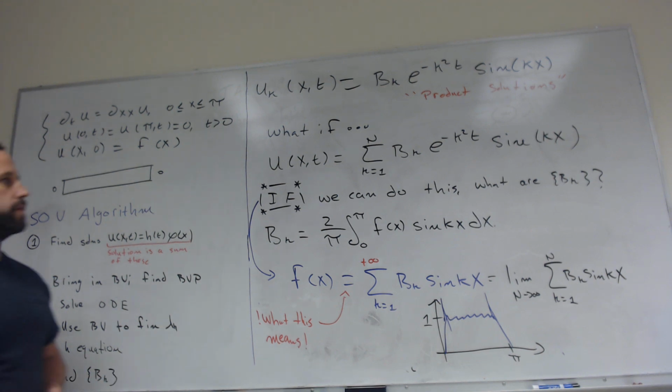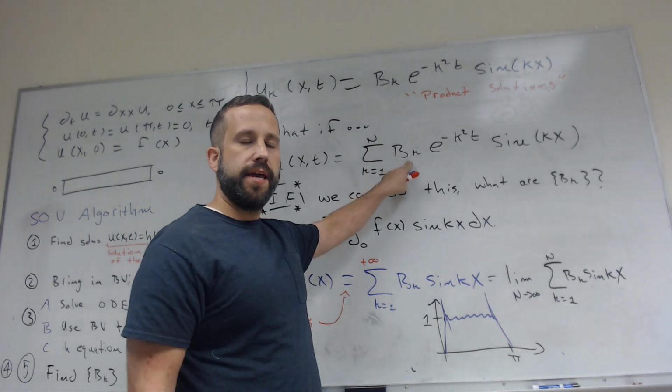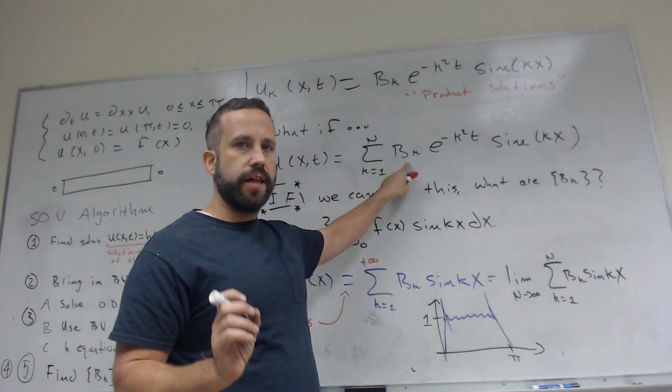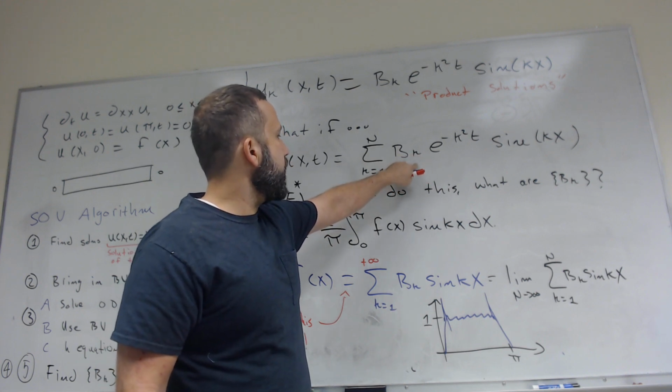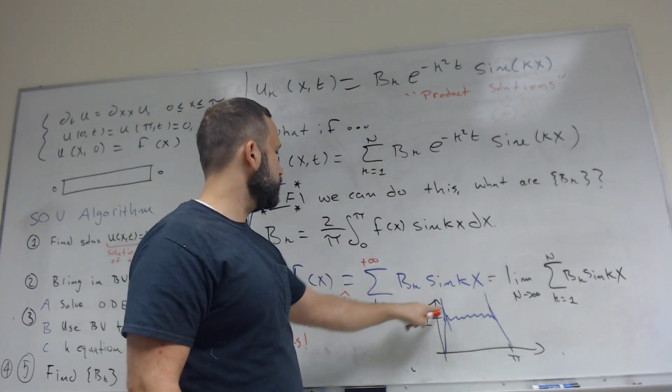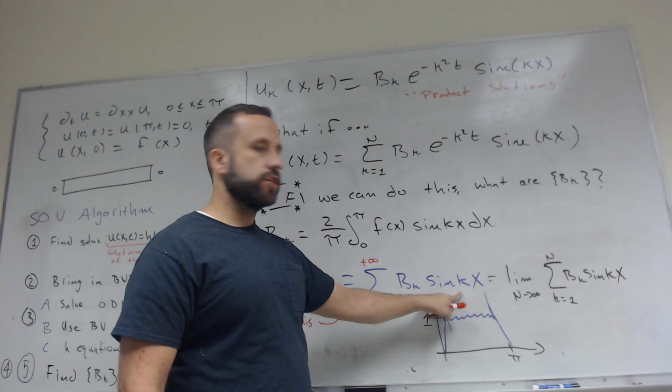I do want to mention one thing. You might be wondering, why am I using BK coefficients? Why am I using the letter B and not the letter A? Traditionally, the BK coefficients go along with sine, and AK coefficients go along with cosine.